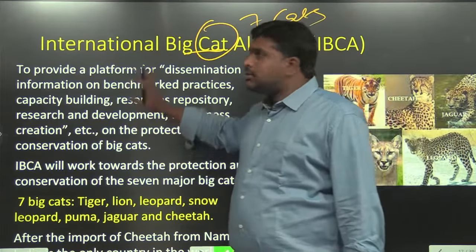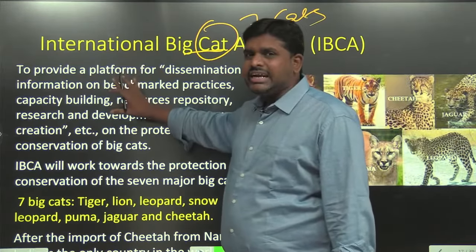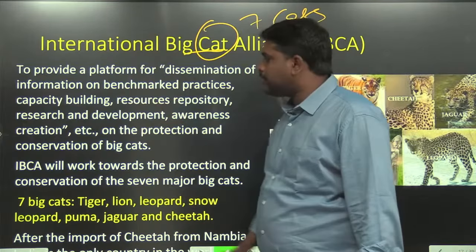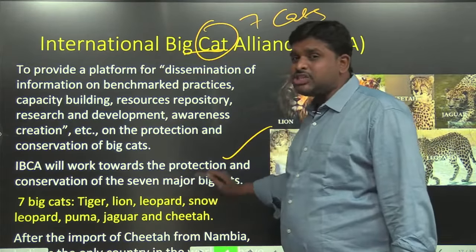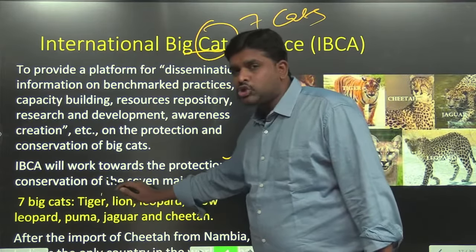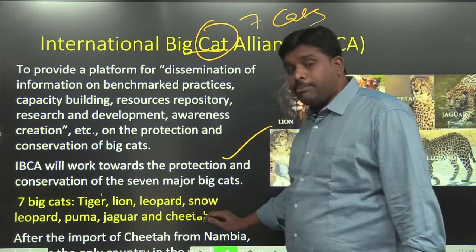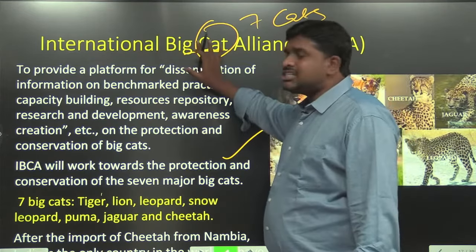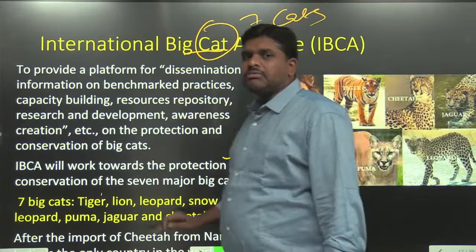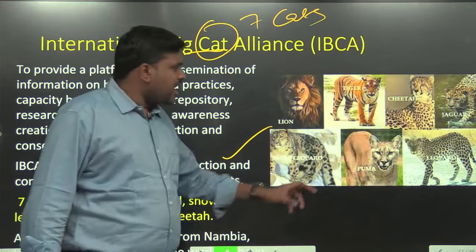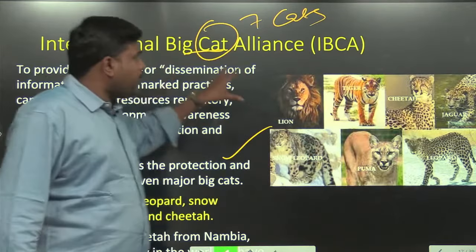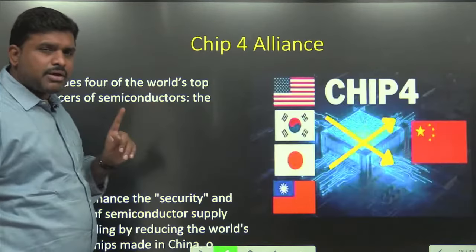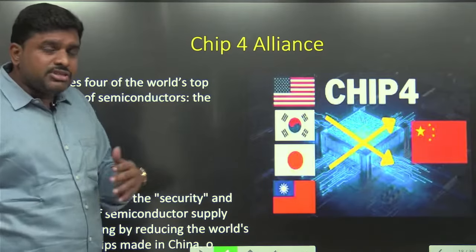So this alliance is India's brainchild, for dissemination and protection of all the big cats across the world, towards the conservation of the 7 major big cats. Those are tiger, remember this, lion, leopard, snow leopard, puma, jaguar and cheetah. After the import of cheetahs from Namibia, big cats have been in the news. All varieties of big cats are there in India except jaguar and puma. Now we have an international alliance for which India is the major player, called the International Big Cats Alliance. That is number 1.